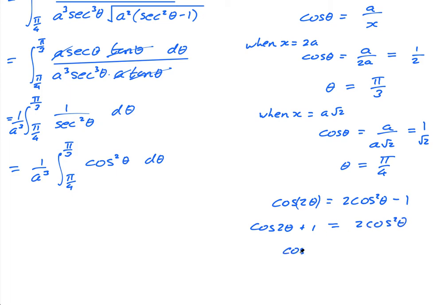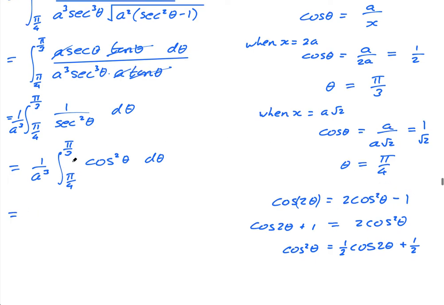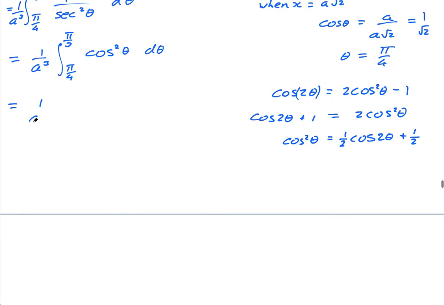And then cos squared theta is equal to this divided by 2, which is a half cos 2 theta. I'm dividing it by 2. Cos 2 theta plus a half. So this now becomes 1 over a cubed times the integral from pi over 4 to pi over 3 of a half cos 2 theta plus a half, and all of this d theta.